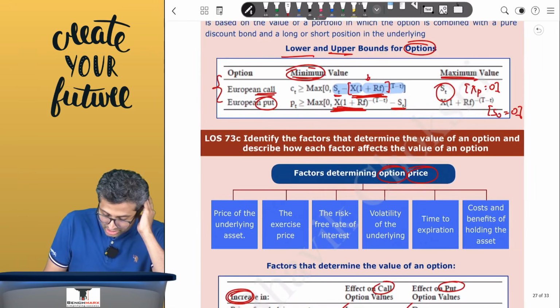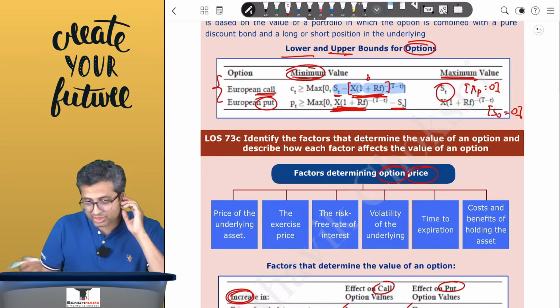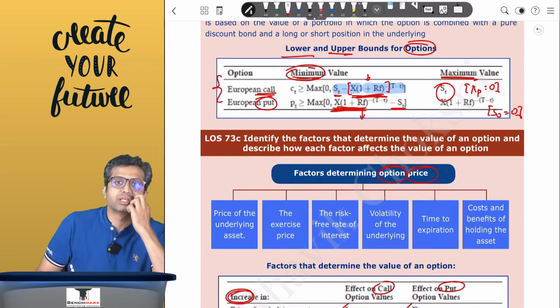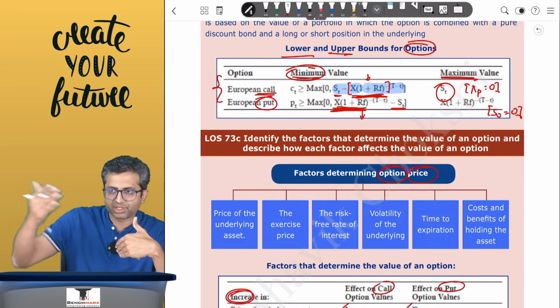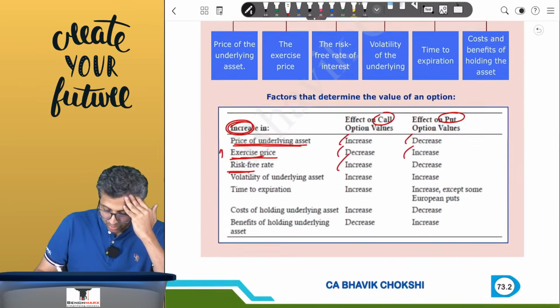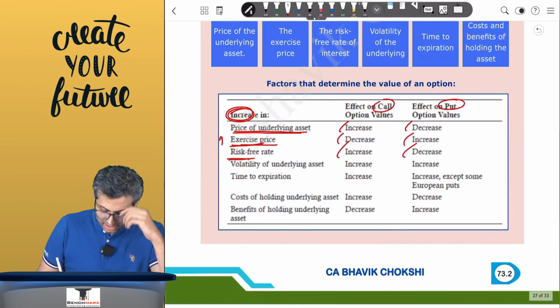But when I look at this value over here, present value of exercise price minus spot, if the risk-free rate increases, the present value of exercise price falls. If the rate is higher, the discounting factor is higher, the present value is falling, and hence for a put option, this will be a decrease.